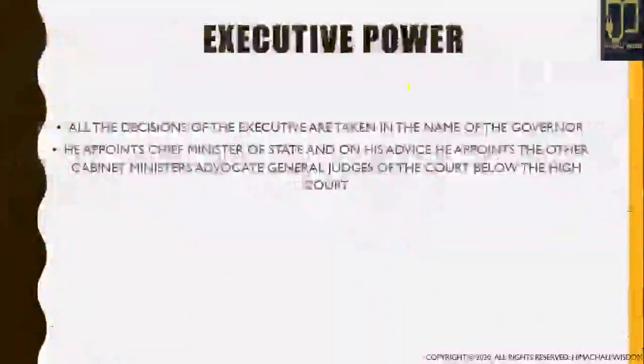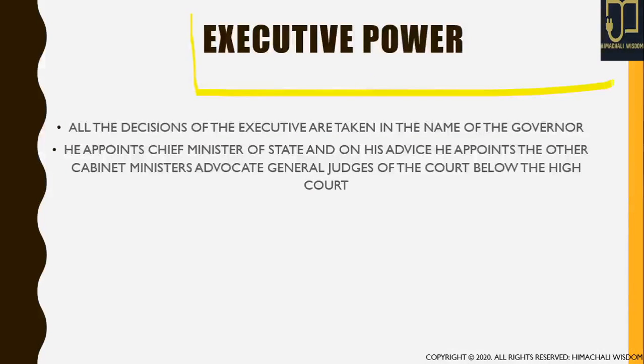Just as we discussed the executive power of the president at the central or union level, the governor also has some executive power. All the decisions of the executive, that is, all the decisions on policies and law making at the state level, are taken in the name of the governor. The governor is the head of the state, just a constitutional head, but for all decisions on law and other matters, the governor needs advice from the chief minister and the council of ministers.